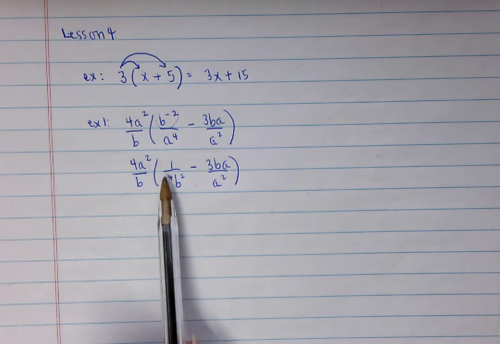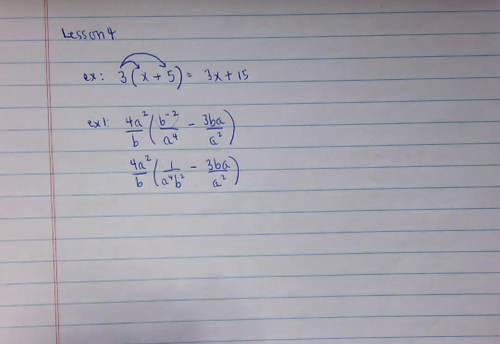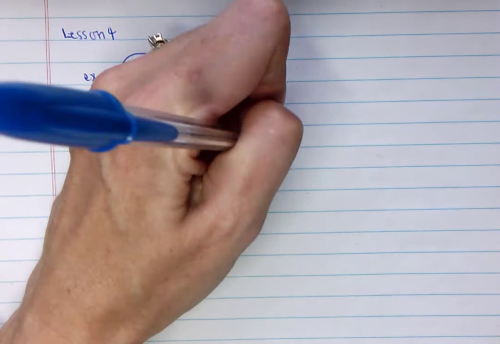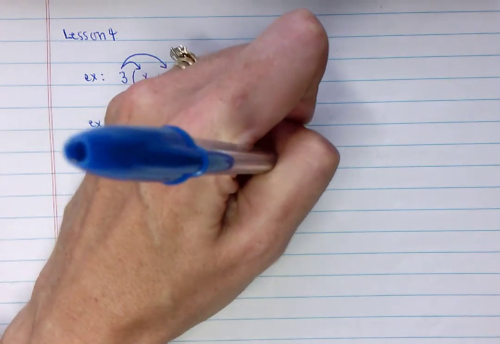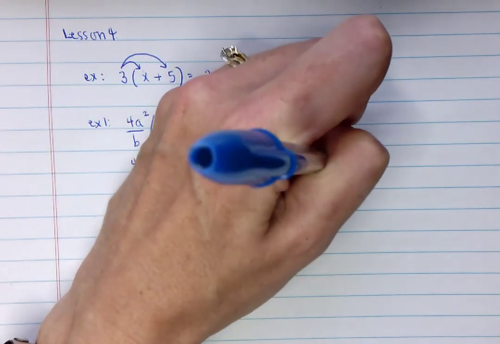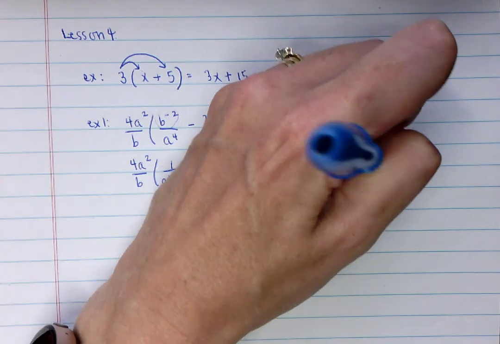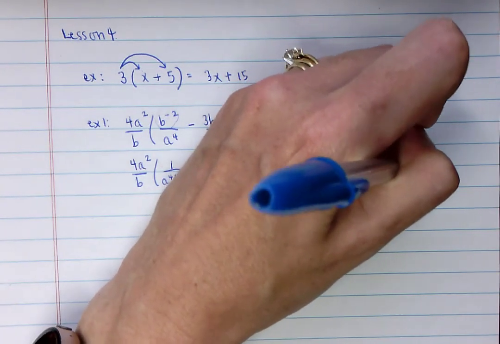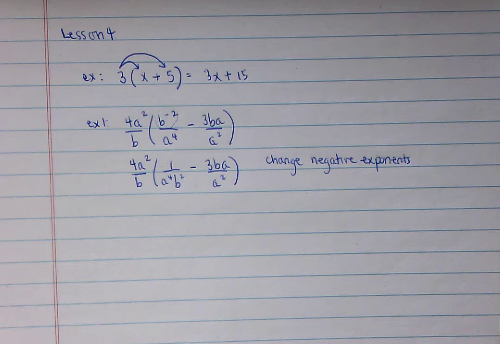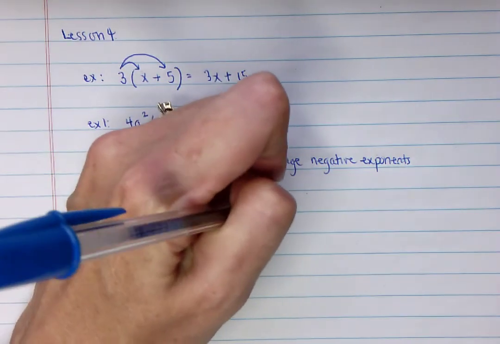But now we're going to distribute. So we start by changing negative exponents. So that's your first step. Then you're going to distribute. So this will be this step.